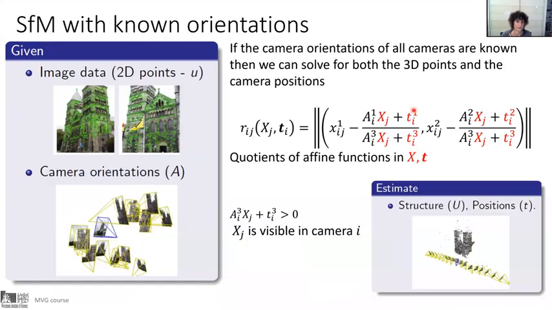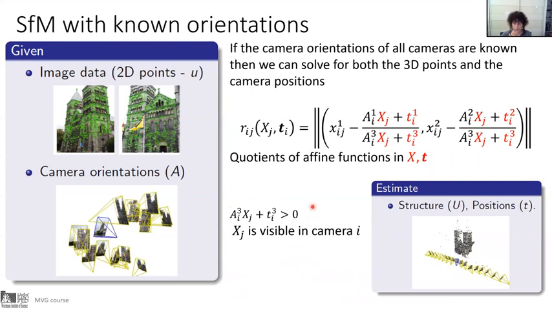Another example. Okay, we have the camera orientations. We don't have the translation, we don't have the points in 3D, and we would like to solve for them. So here, for example, Shiran, you just asked before. Here, for example, I know A, which is the rotation, but I don't know T, I don't know X, and I would like to solve for both of them. Again, when xj is visible in the camera, this is the constraint that I have to take into account.